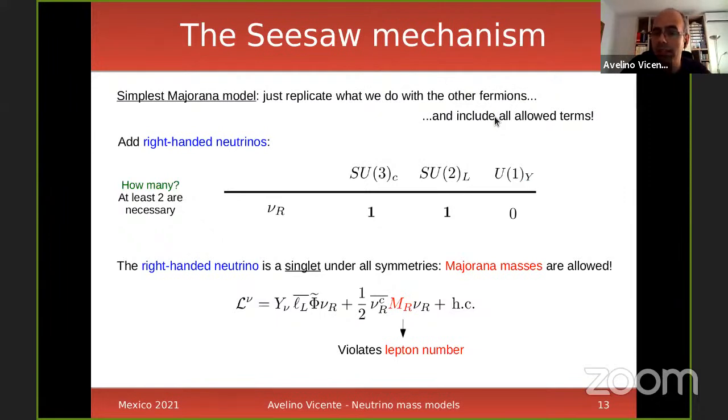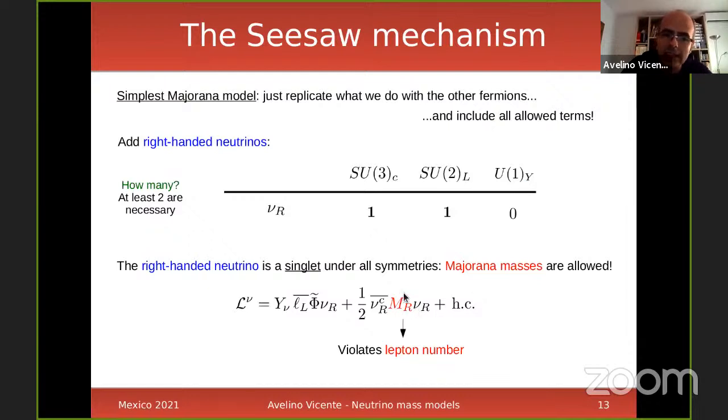Typically, you need at least 2, because you need to generate 2 different masses for neutrinos to explain the atmospheric scale and the solar scale. But typically, people add 3 just to have a replica of what you have for the other fermions in the standard model. But you can do it with 2. This is not very relevant at the moment.